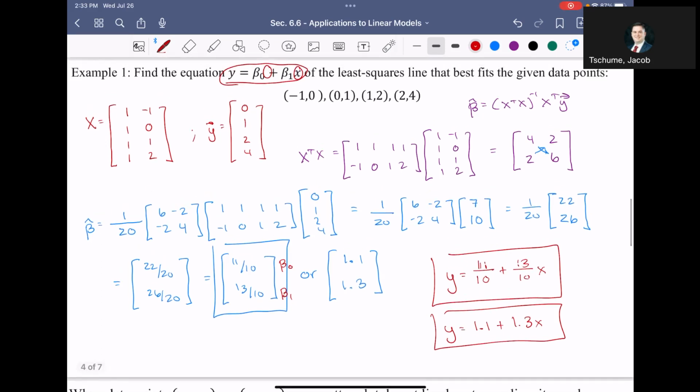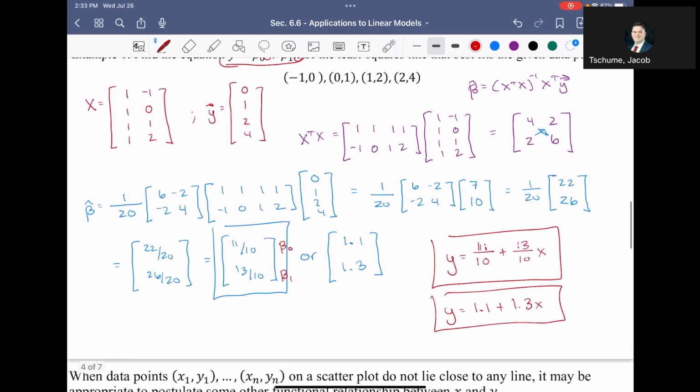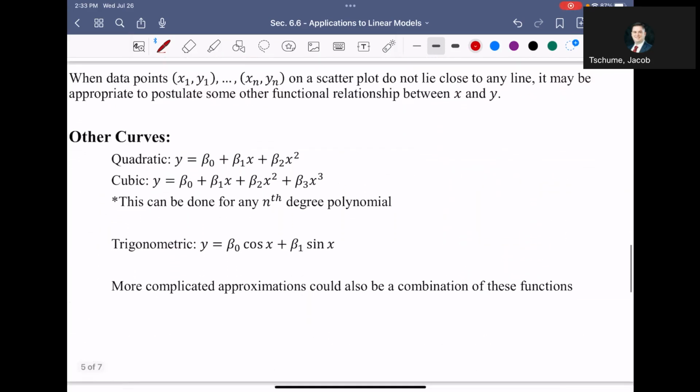Now, a lot of people stick to just doing regression lines, and that's perfectly fine if that's how your discipline goes. But to end this class, I want to show you that you can actually do this for any number of equations. Now, there is more than what I'm going to list here. I just wanted to list a few to get your mind thinking this way. So when data points, let's say x1, y1 through xn, yn, fall on a scatter plot and do not lie close to any line, it may be more appropriate to postulate some other functional relationship between x and y. Once again, while these are not all of them, here's a couple examples.